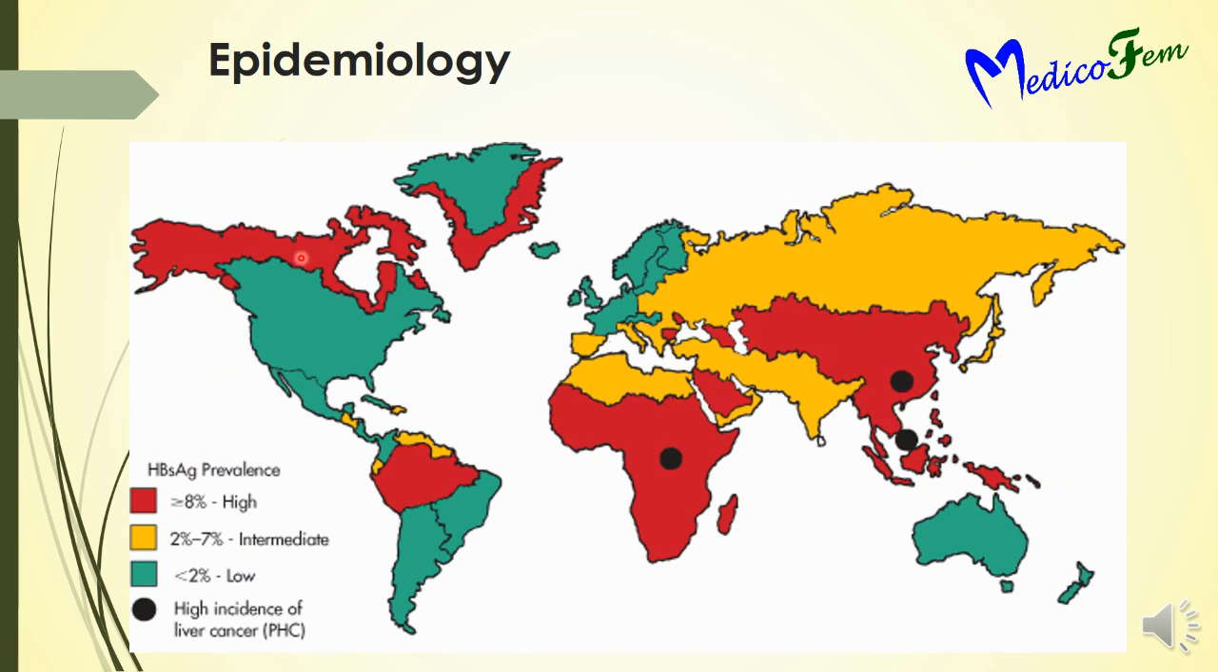Epidemiology. This red area in Africa, Russia, and some parts of America and Canada shows a very high prevalence of more than 8% for surface antigen. This yellow area, including India, part of Russia, and some part of Africa, shows an intermediate level of prevalence of hepatitis surface antigen, about 2 to 7%, and this greenish color shows low prevalence in Australia, America, and Canada. And this black spot indicates very high chances of primary hepatocellular carcinoma in some parts of Africa, China, like that.